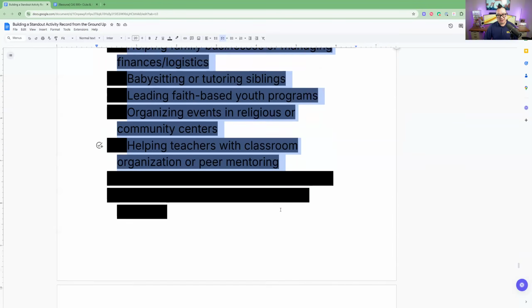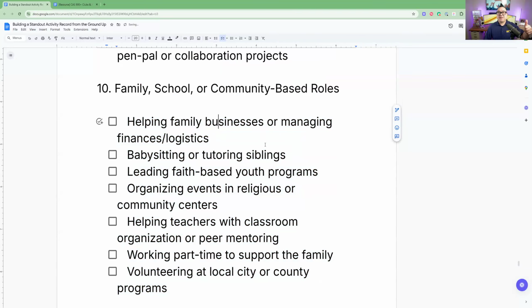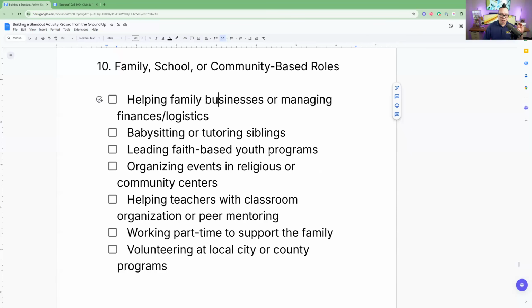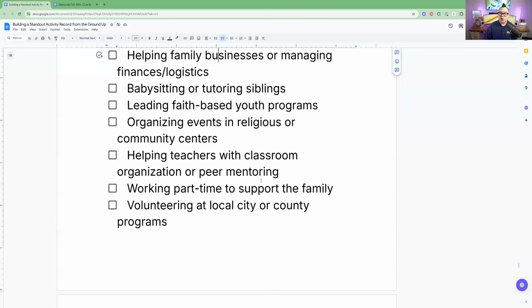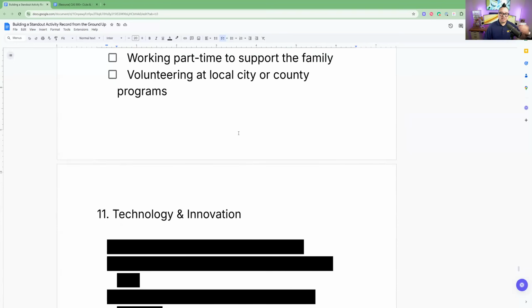Next one, family. Again, you don't have to go and do big things, right? If your family runs a business, you're helping them with that. That counts as well too. Babysitting, tutoring, youth-based stuff, faith-based youth stuff as well too. Organizing in your community, religion, helping teachers, working part-time, volunteering as well.